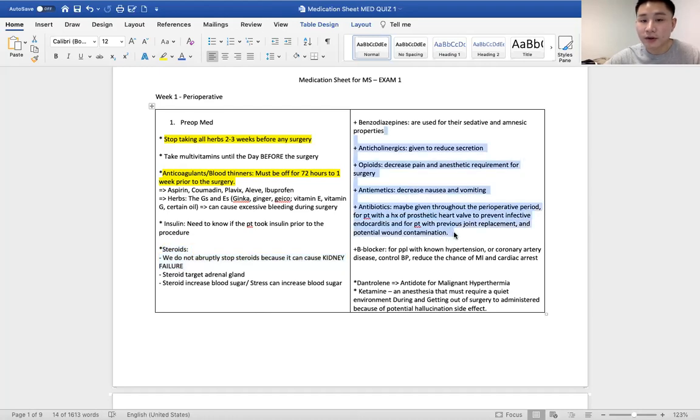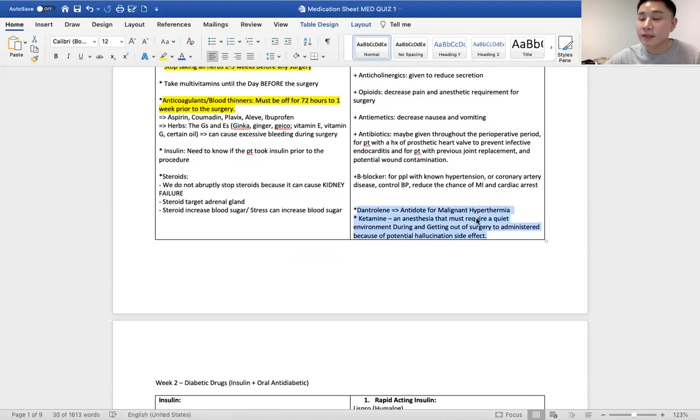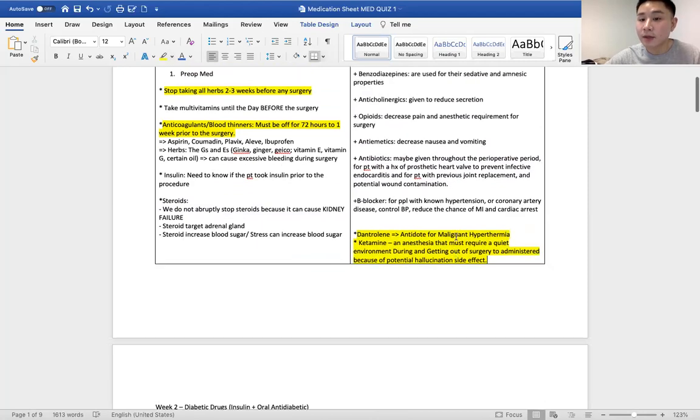For these, you don't really need to know. Yeah, but know dantrolene and ketamine. So dantrolene is the antidote for malignant hyperthermia. Ketamine is an anesthesia that requires a quiet environment during and when getting out of the surgery, because of the potential hallucination side effects. So it is crucial that we remember ketamine, not only during surgery, but also when they're getting out of surgery, who receive ketamine. The environment has to be very quiet, otherwise the patient can get hallucinations.